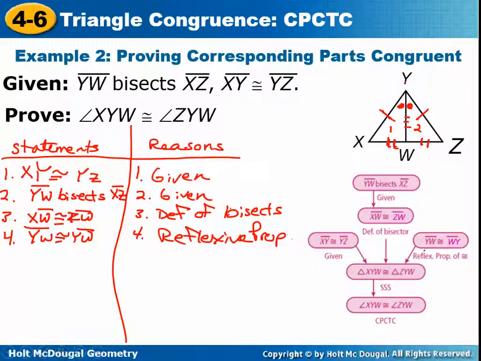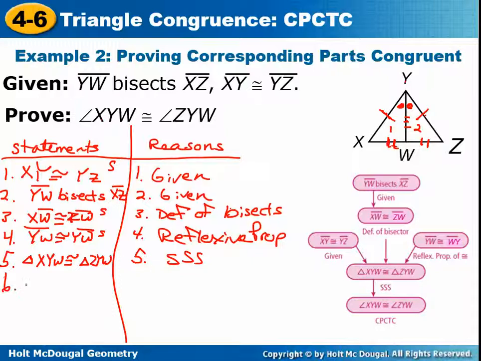All right, so we've got the reflexive property, and now I've got a side to a side, a side to a side, and a side to a side. Side, side, side. By side, side, side, I can now say that triangle XYW is congruent to triangle ZYW. By side, side, side.